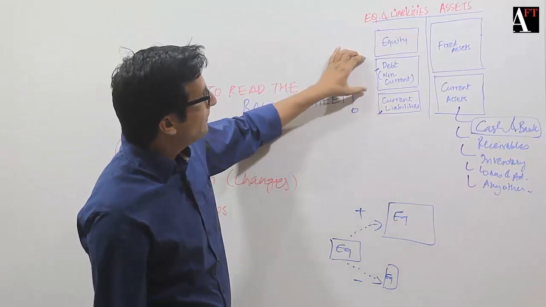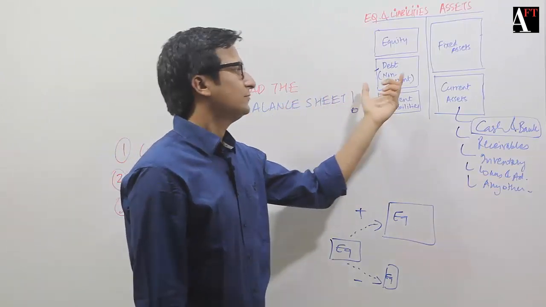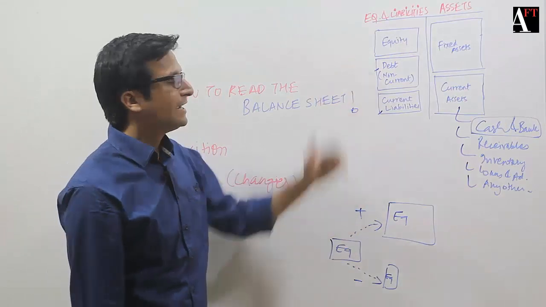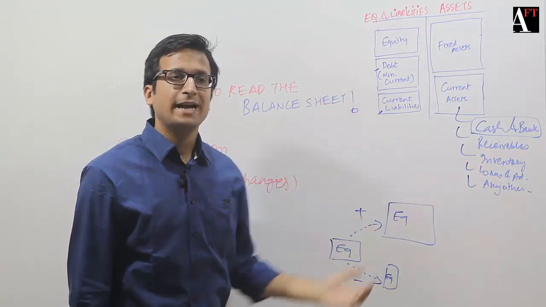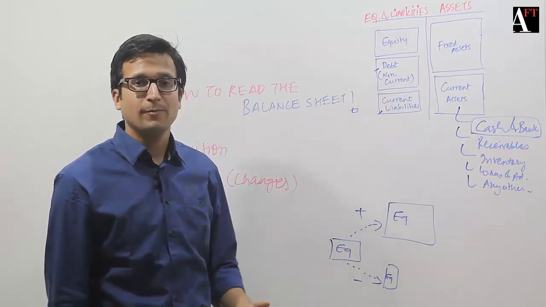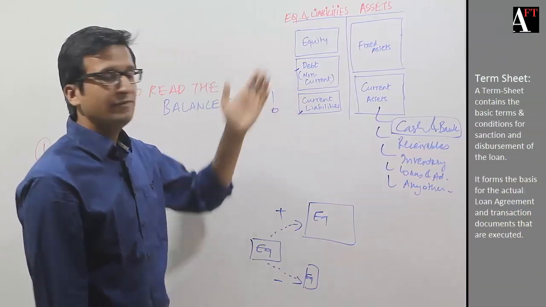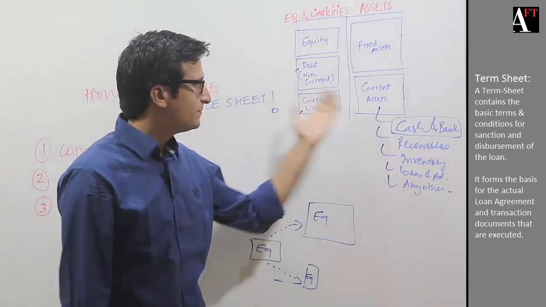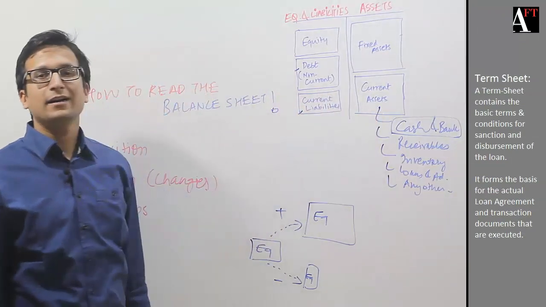You will also compare the opening debt as well as the closing debt number. Again, check if it has gone up, that means the company has taken a loan during the year, and where has it taken it from? Is there any term sheet which is available for this kind of a loan? Similarly, you will try to do this for current assets and current liabilities.